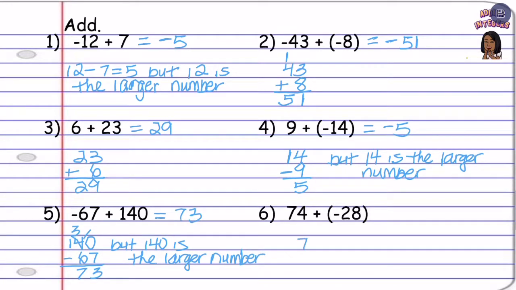Number 6, 74 plus negative 28. The numbers have different signs, so we need to subtract. The difference is going to get us 46. So is it going to be a positive 46 or negative 46? Because the 74 is the larger number and that number is positive, our answer is going to be positive. So we have positive 46.